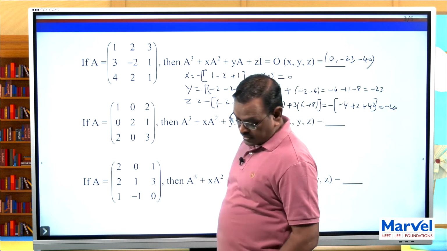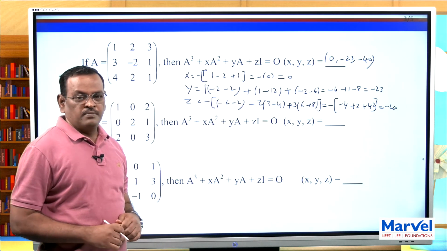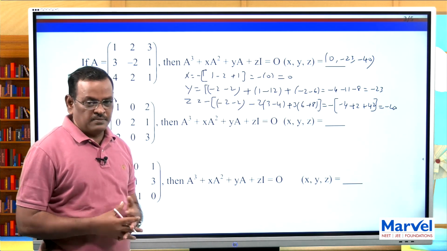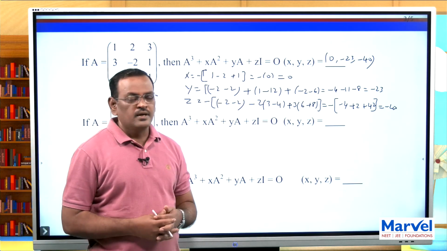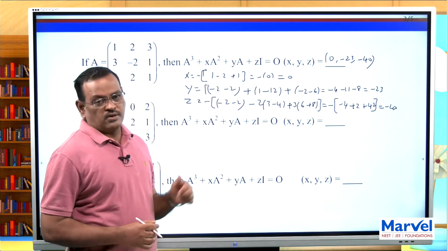0, minus 23, minus 40. Actually, if you solve by the regular method in a board exam, it will take nearly 6 to 8 minutes or sometimes 10 minutes also, depending upon your speed. But within 30 seconds, you can find this solution if you know these short tricks.